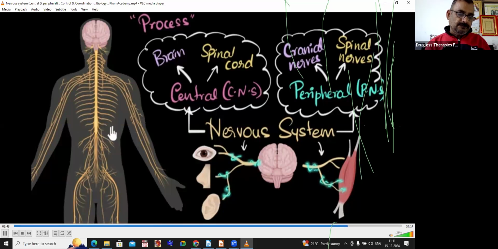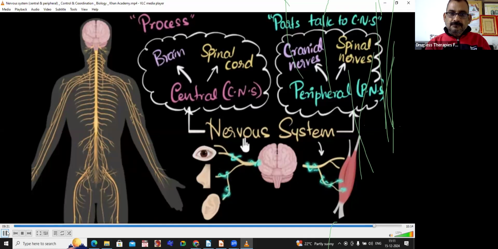Let's say something gets injured, then that information also has to be sent to the brain, right? So all the communication between the central nervous system and the other parts of your body, the other organs and muscles, happens via the peripheral nervous system. Crudely, it allows the different parts of your body to talk to the CNS. Through the peripheral nervous system, your muscles and your organs communicate with your central nervous system. So that's pretty much it.